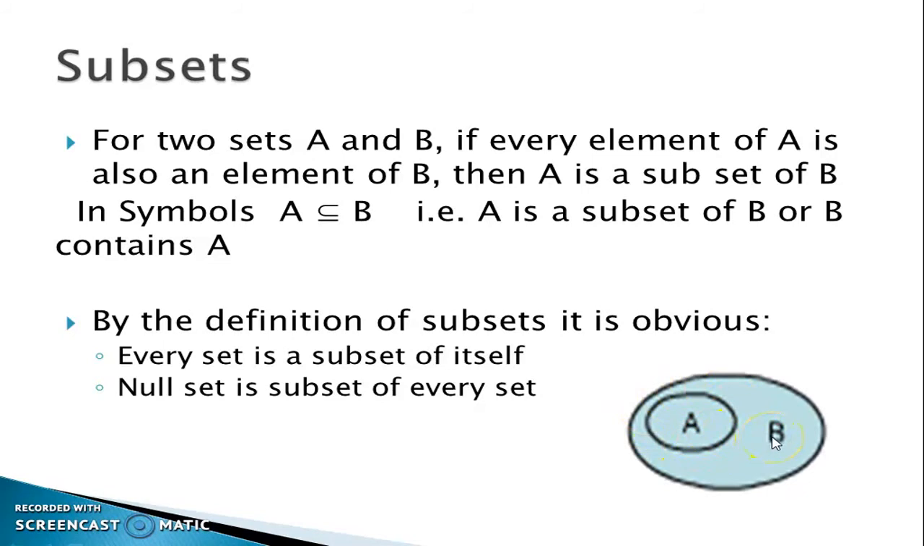By the definition of subsets, it is obvious that every set is a subset of itself, and null set is a subset of every set.